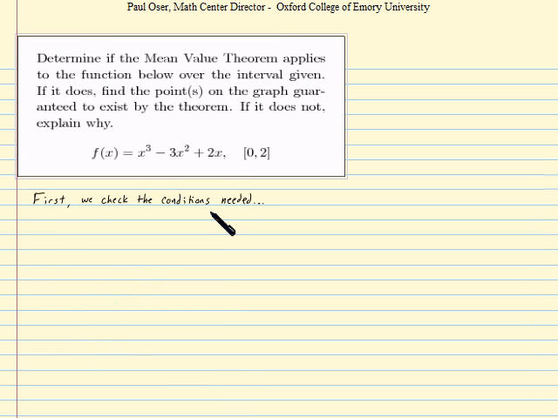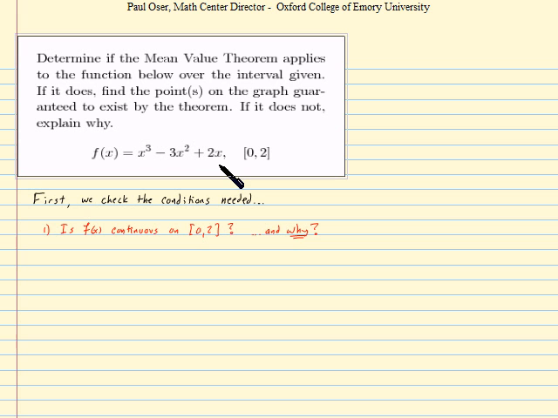So we check the conditions needed first. The first condition, of course, is the one dealing with continuity. Is f of x continuous on the interval they gave us? And more importantly, why? How do I know f of x is continuous? I need to come up with some argument for how I know f of x is continuous. Well, look at what f of x is. This is a nice, pretty polynomial function.